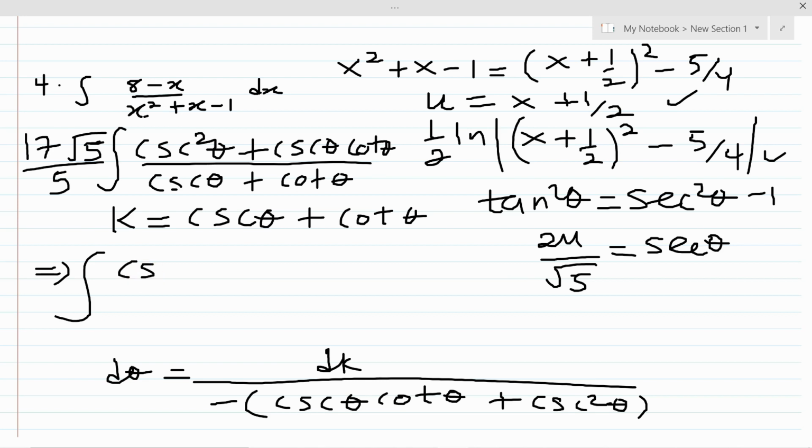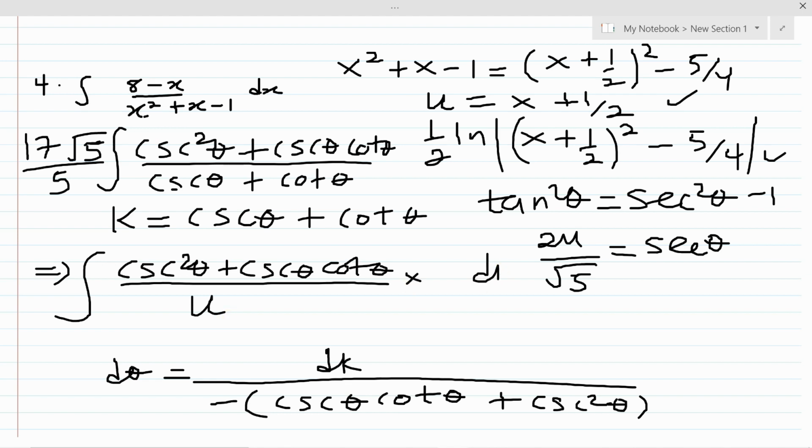So everything will then be equal to, this implies that we'll get something like integral of cosec square theta plus cosec theta cot theta all over k, right? So let's see, then times dk over the negative of the expression.